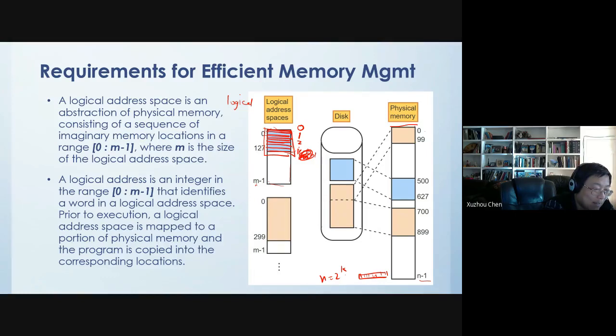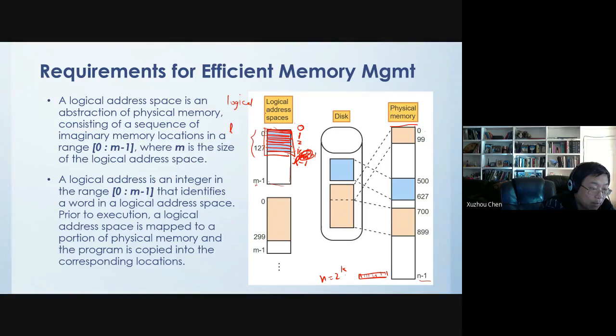Let's say L. So that's the size of your program. Let's say each instruction is going to be loaded into one memory location. Then from 0 to L minus 1, that's a total of L instructions, right? The first instruction is 0.